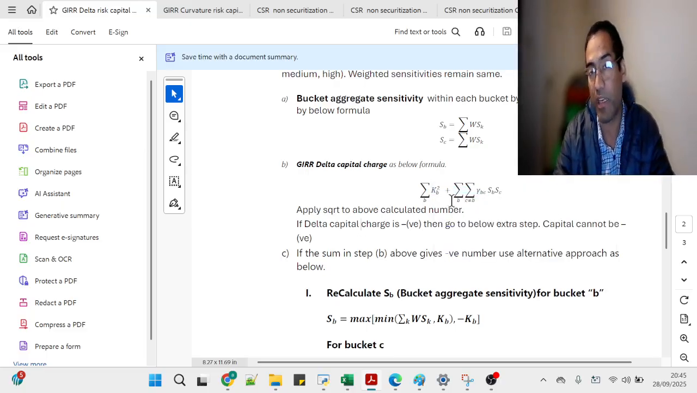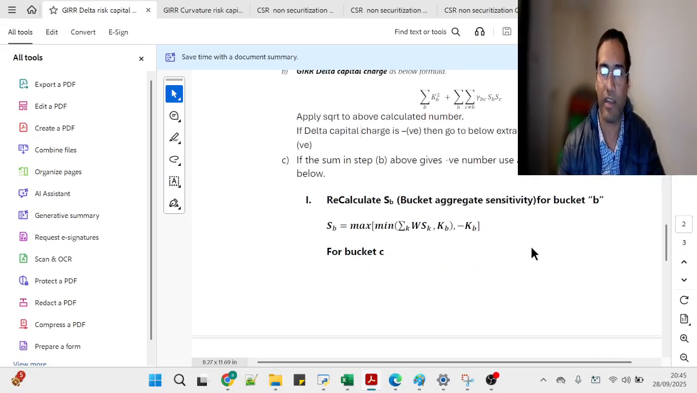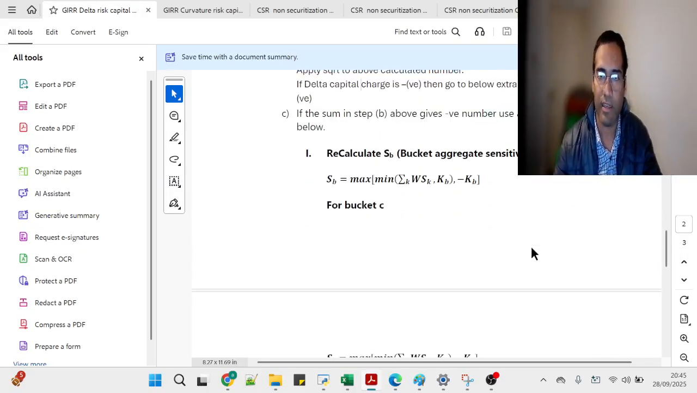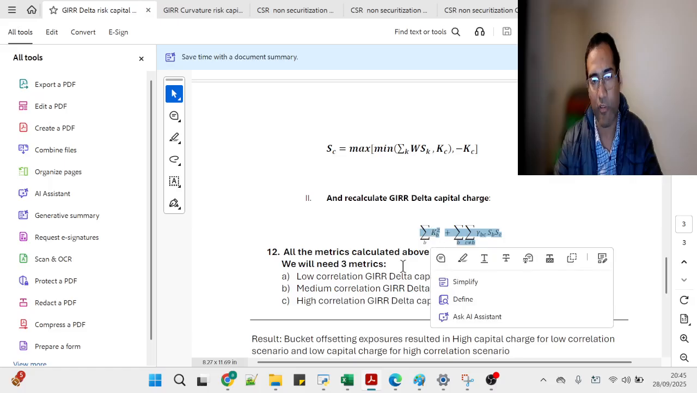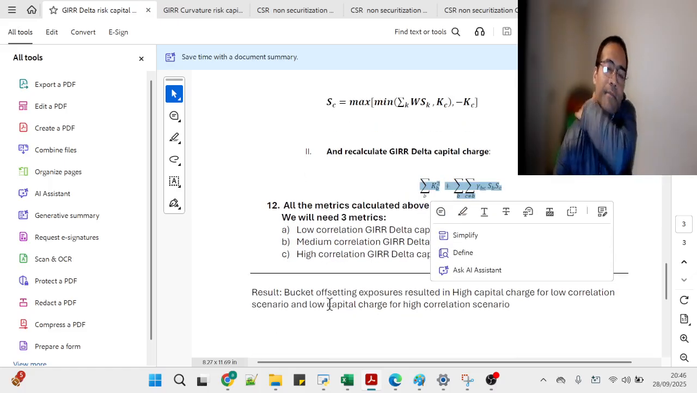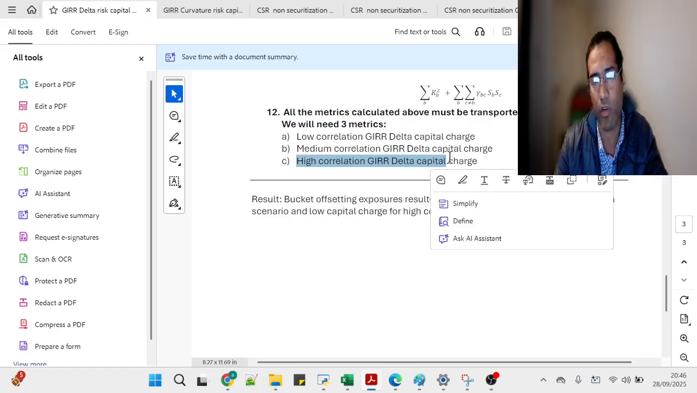This is a very similar calculation. It's not different. You will see the same calculation again and again. They are checking if the bucket's risk weight is negative or not. Nothing different than that. If it is not negative, then this is the exact formula. So now you have calculated the low correlation, medium correlation, and high correlation capital charge.